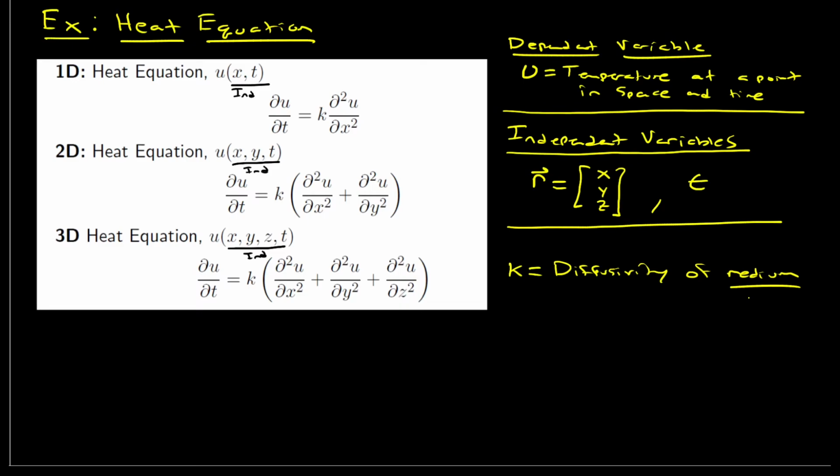But the idea here is that we just want to kind of get an idea of what the solutions to these equations look like. And the solutions are exactly what you would expect for any number of dimensions that you want to consider the heat equation. That for an initial temperature distribution, the solution to the heat equation gradually smooths out that temperature distribution.